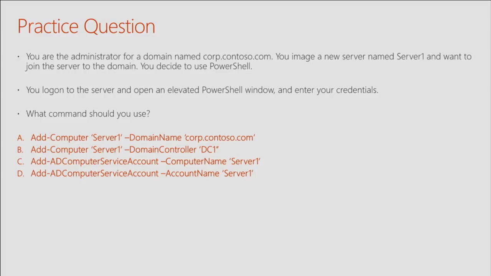All right, so that leads us to our first practice question. This is just covering section 1. So the question is, you are the administrator for a domain named corp.contoso.com. You image a new server named server1 and want to join the server to the domain. You decide to use PowerShell. You log on to the server and open an elevated PowerShell window and enter your credentials. What command should you use?